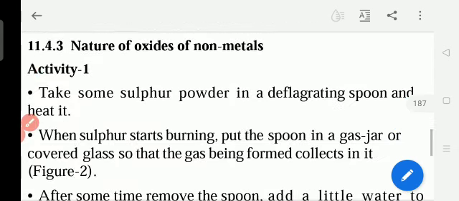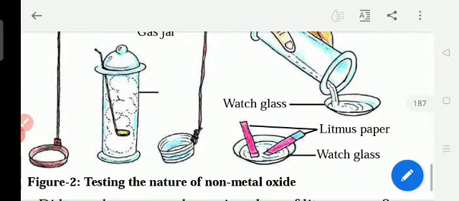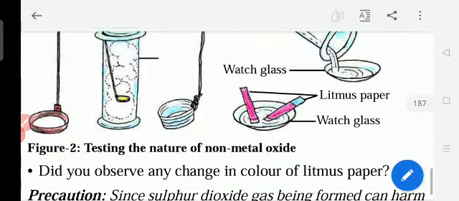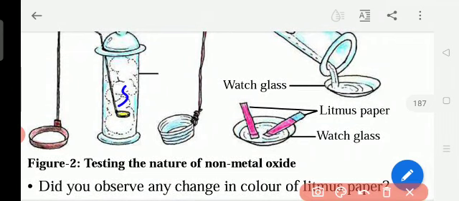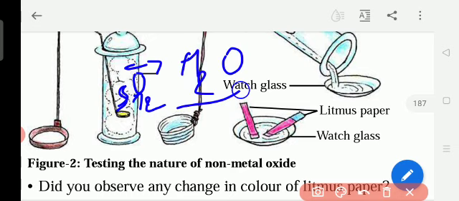Now we see the nature of oxides of non-metals. What is the nature of non-metal oxides? Here is one example. Here they have taken sulfur. When sulfur is heated, reacting with the oxygen, it becomes sulfur dioxide. When we heat the sulfur, the gas is collected inside. Now this gas is added to water. When it is added to water, it makes an acid.